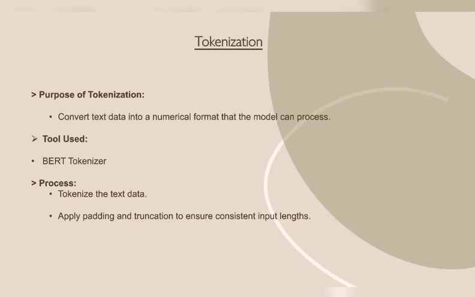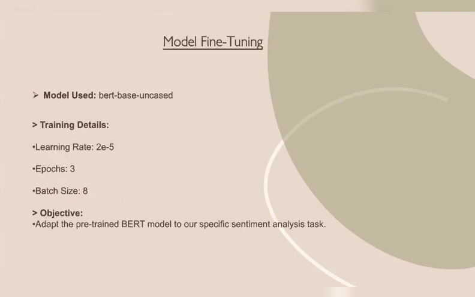And since BERT expects input data to have a consistent length, we have also applied padding and truncation during the tokenization step. Padding will add zeros to shorter sequences to reach the required length, while truncation cuts the longer sequences down to a specific size. So that's how we process the data here to get consistent input lengths.